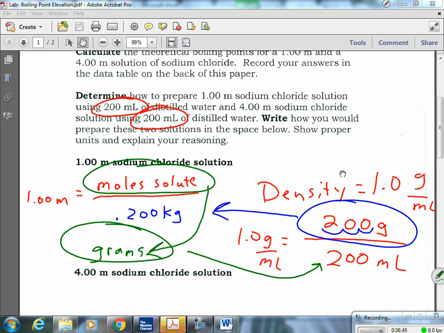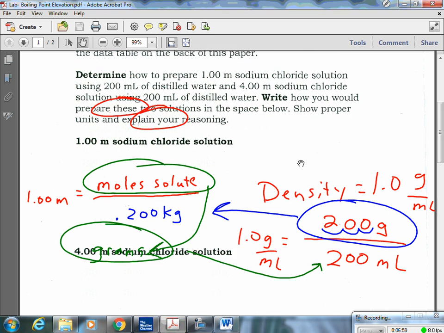So take that amount of grams, add that to 200 milliliters of water, and you will have your 1.00 molal solution. After you create that solution, it doesn't really say this anywhere.